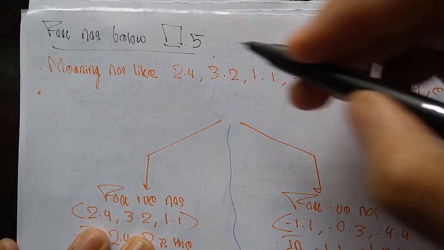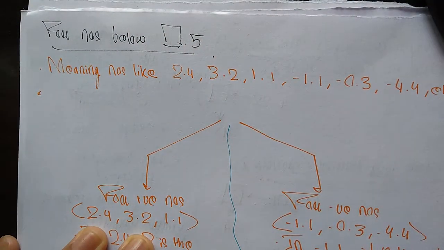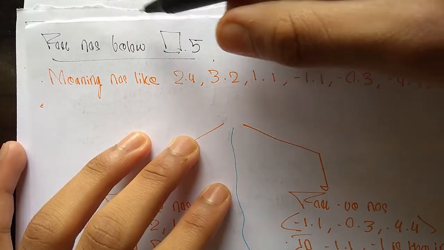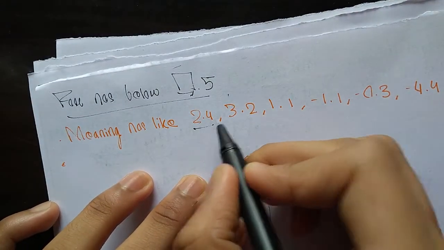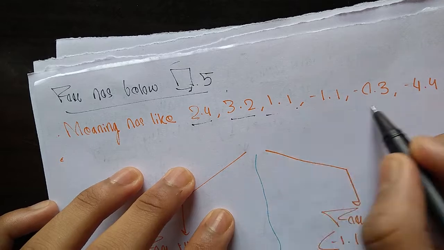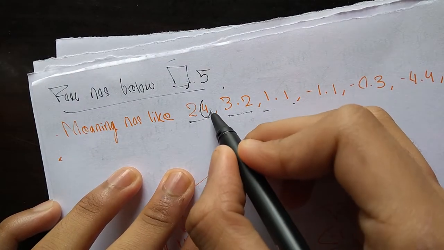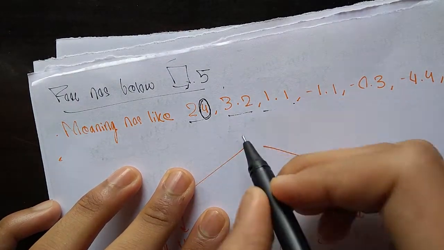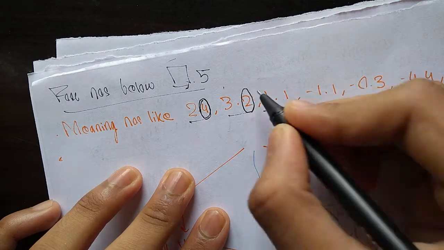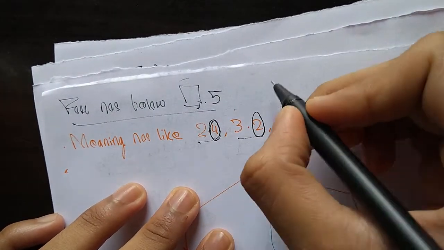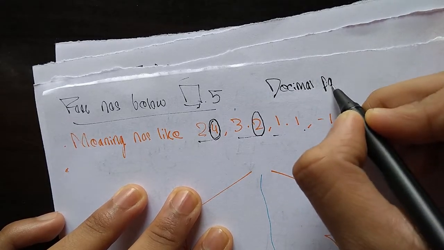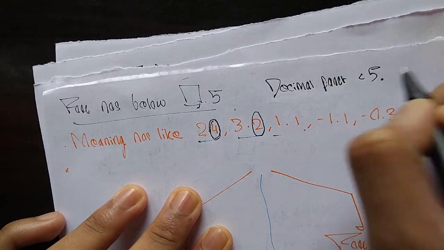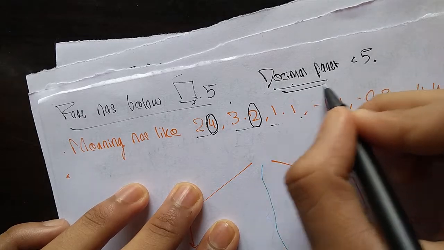Okay, so the first numbers which we will encounter are numbers like 2.4, 3.2, 1.1. You get what I'm saying? Which have their fractional part, that is their decimal part, less than 5. What did I say? Their decimal part is less than 5.